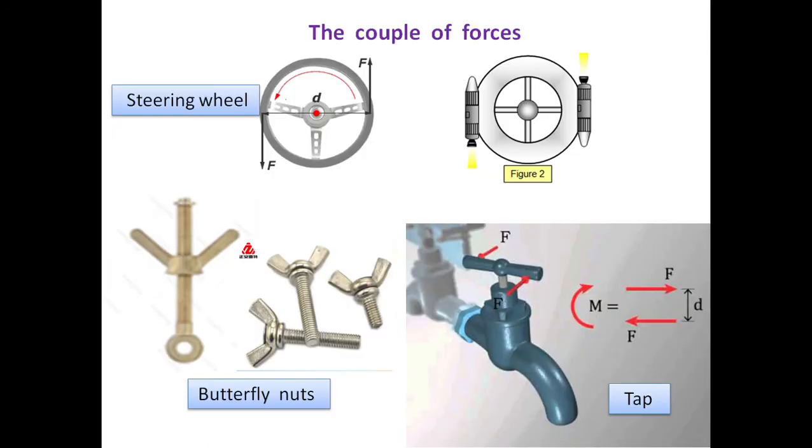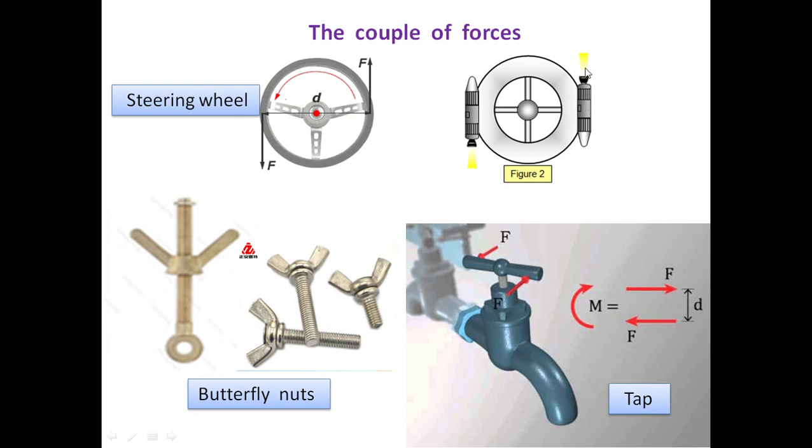Now I have shown you some examples of couples of forces. You can see the steering wheel as I explained earlier, two similar forces in opposite directions. You can see butterfly nuts like this. Butterfly nuts are also examples of couples of forces. Tap, you can see the two forces applied on the tap like this. And here you can see two rockets.